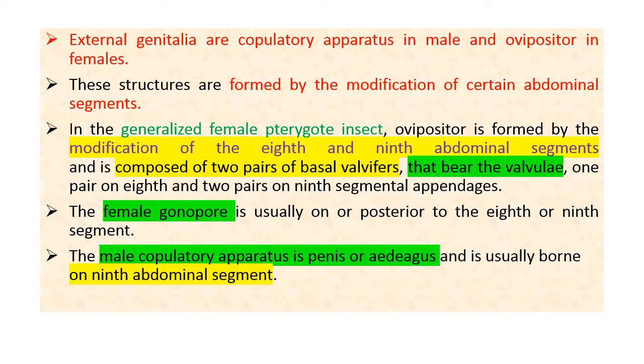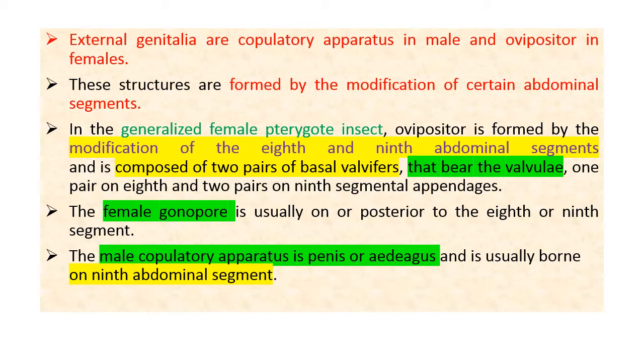In the generalized female pterygote insects, that is, insects with wings, the ovipositor is formed by the modification of the 8th and 9th abdominal segments, and its composition is that it includes two pairs of basal valvifers. These valvifers bear the valvulae. These valvulae are present as one pair on the 8th and two pairs on the 9th abdominal appendages. And third is the female gonopore, that is the opening. It is usually on or posterior to the 8th or 9th segment.